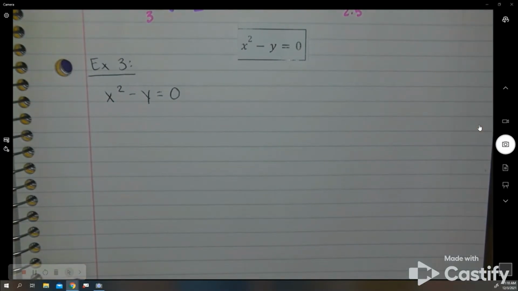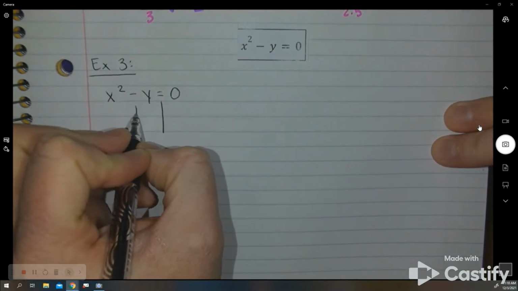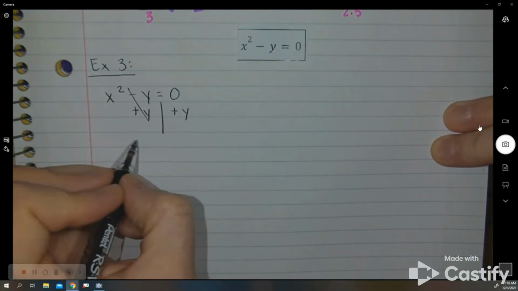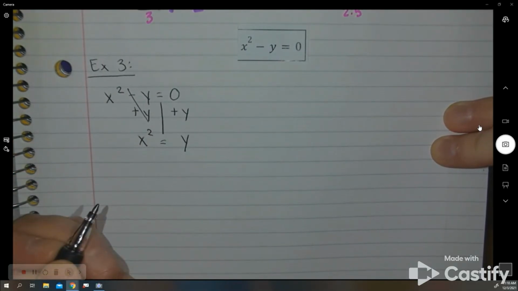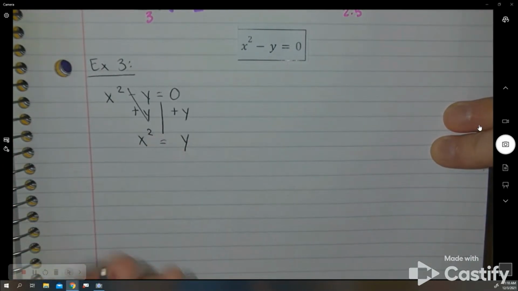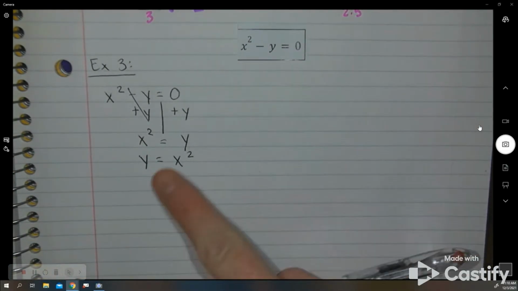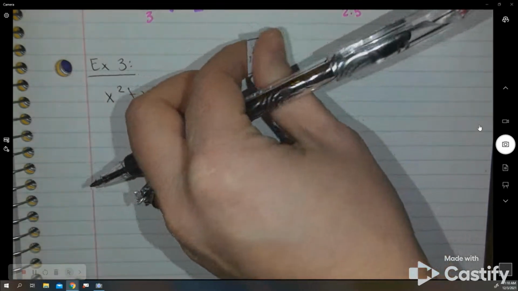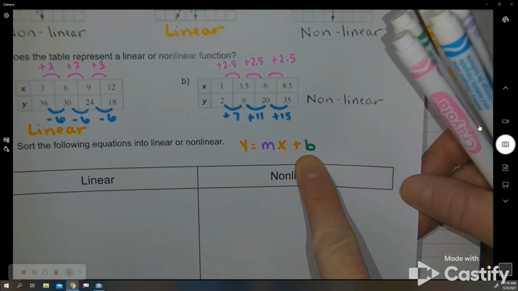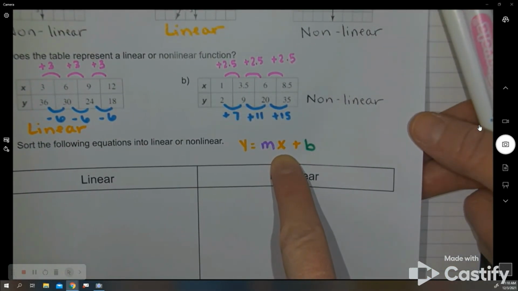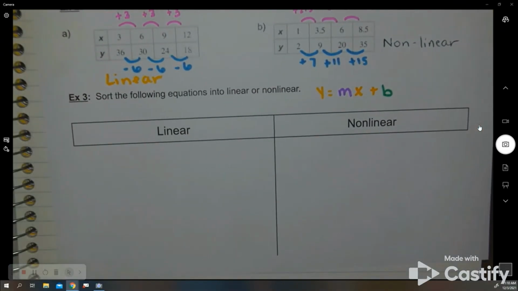Those literal equations we did in the past, when we had to solve for certain variables, are going to help us out here. So if I want to get y by itself, the first thing I would do is add y, since this is minus y. That's going to leave us with x squared equals y. I like the way that it looked before with the y equals, so I'm going to rewrite, just flip everything: y equals x squared. So this equation here can be rewritten as y equals x squared. And if I compare y equals x squared to y equals mx plus b, notice this x does have an exponent on it. Because it has an exponent on it, we have to decide that this equation here would be nonlinear.